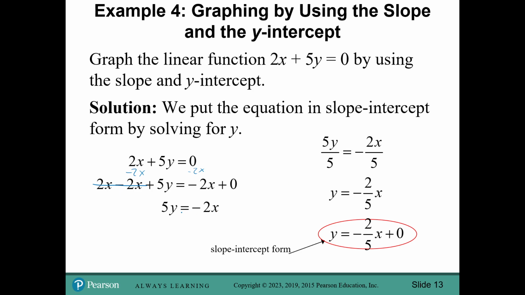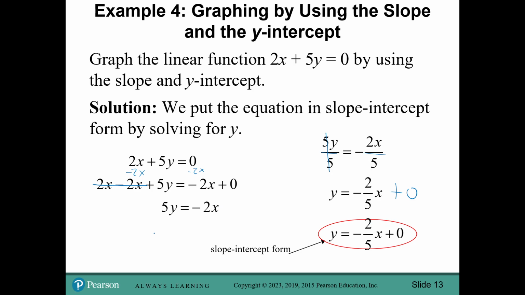Now, I need to get y by itself, so I'm going to divide by 5, like I did over here. So I divided by 5, divided by 5. These 5's cancel out. I'm left with y equals negative 2 over 5x. Now, we don't have a number written over here, so our y-intercept is assumed to be 0. So this is our slope-intercept form, where essentially our y-intercept is 0.